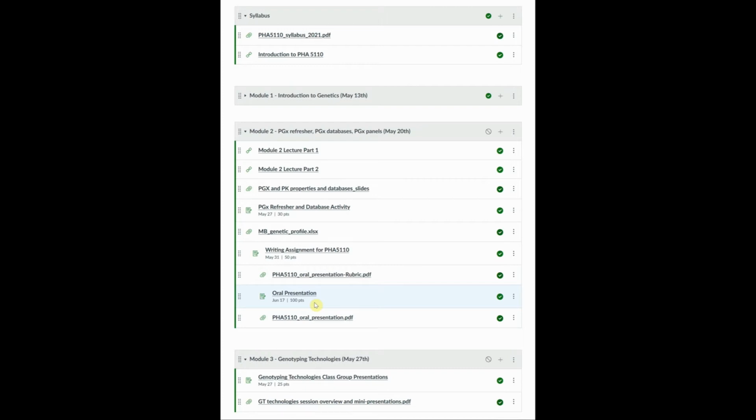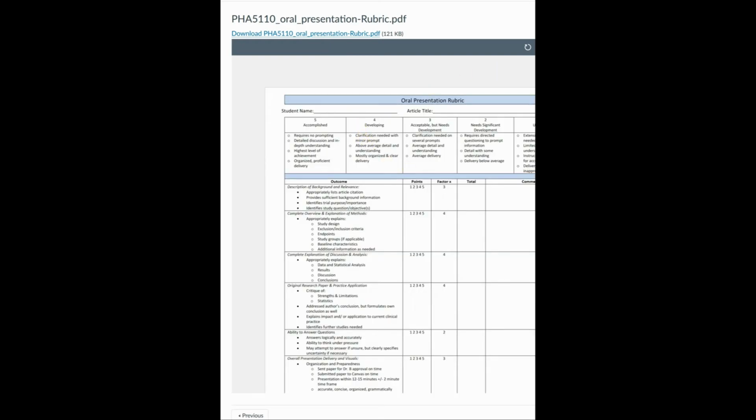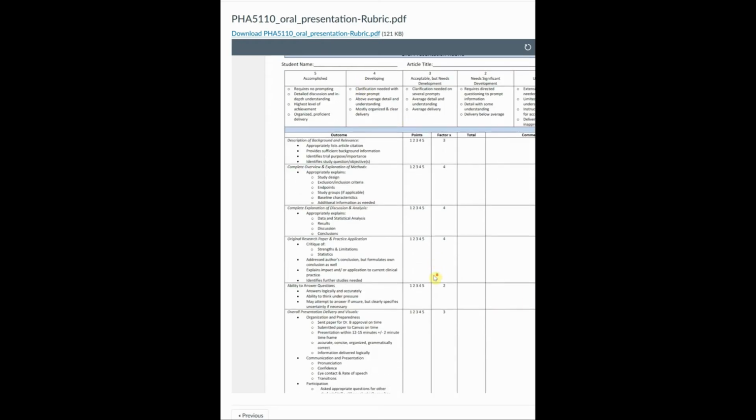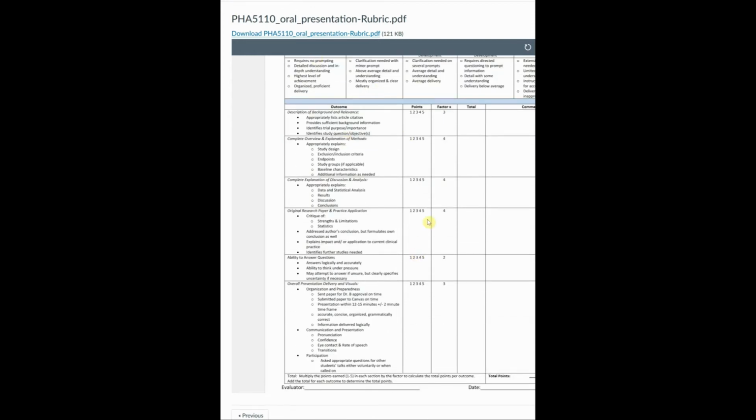Additionally, there's information in there on how to design your presentation, how long it needs to be, and an entire presentation rubric that I grade on. So again, these have specific due dates that occur at the end of the semester. And here's the rubric. I don't think the due dates are on this. Let's go back.